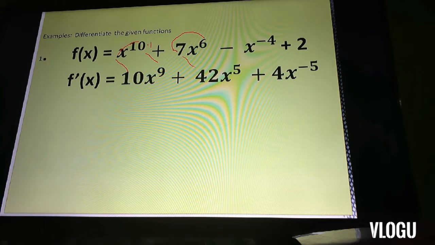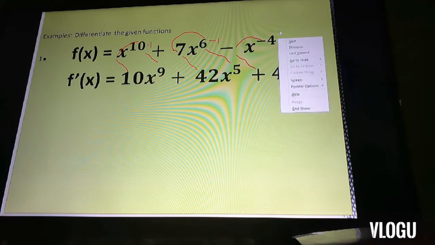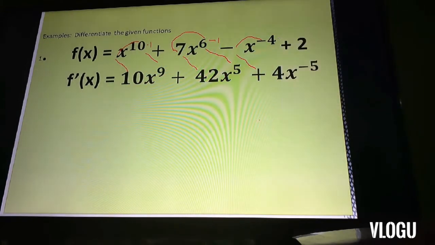7 and 6 must be multiplied. 6 times 7, 42. x, then 6 minus 1, 5. The answer for the second term. Then we have to multiply negative times negative, that is equals to positive. 4 times 1, 4. Negative 4 minus 1, that is equals to negative 5. We have our final answer.